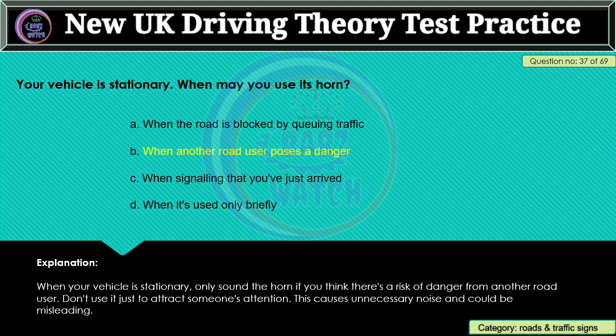Explanation. When your vehicle is stationary, only sound the horn if you think there's a risk of danger from another road user. Don't use it just to attract someone's attention. This causes unnecessary noise and could be misleading.